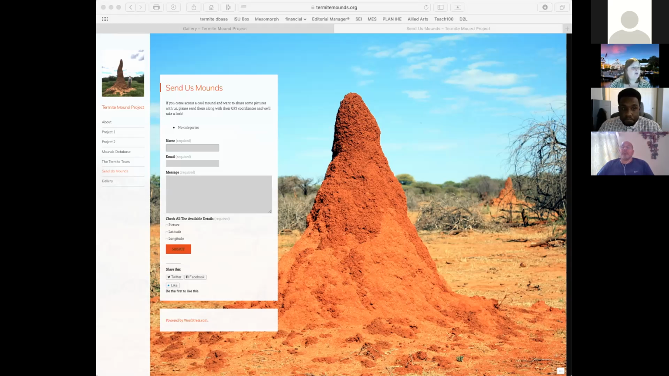Yeah, I want the database back up. It's a great database, and it's just a matter of we ported this over to WordPress to make it easier to edit.